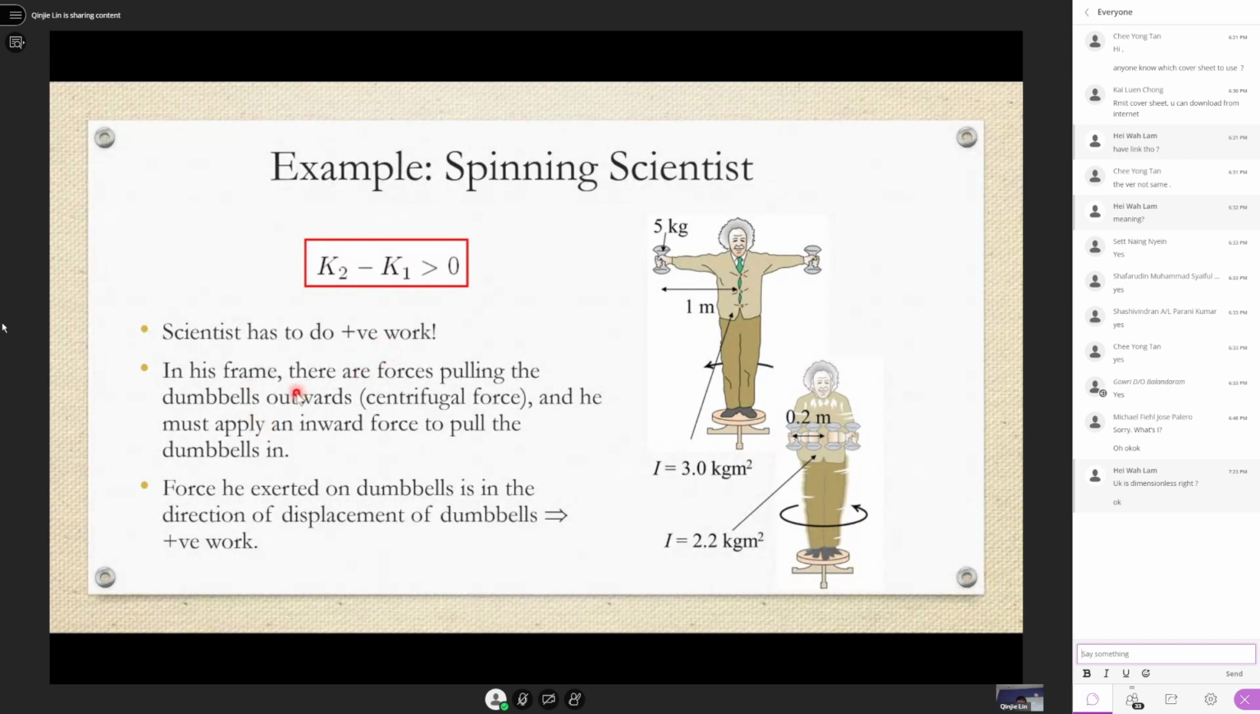In his frame, there are forces pulling the dumbbell outwards. If you spin something, things will want to go out. Imagine you are sitting on a chair and you spin; the dumbbell wants to move out. But you apply an inward force to pull the dumbbell towards yourself. It is quite difficult, especially when you're spinning, because the faster you spin, the more the dumbbell wants to go outwards. But at this time, you not only prevent it from going outwards, you are also pulling it to yourself, which is to the middle.